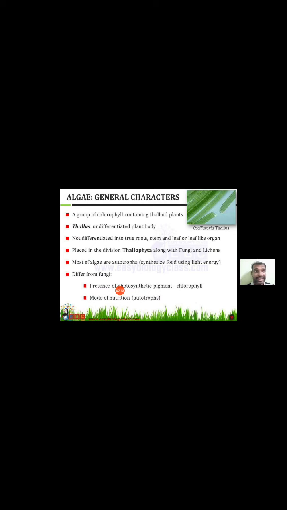Most of the algae are autotrophous, which means they are autotrophic plants that prepare food material themselves in the presence of sunlight and chlorophylls, such as carbohydrates, C6H12O6. Unlike fungi, photosynthetic pigments are present here: chlorophyll A, chlorophyll B, chlorophyll C and chlorophyll D. We have different types of chlorophyll up to chlorophyll E. Then the mode of nutrition is autotrophic.